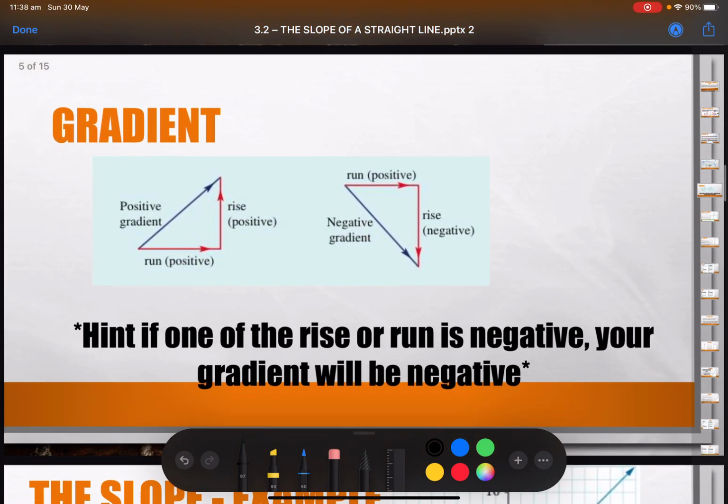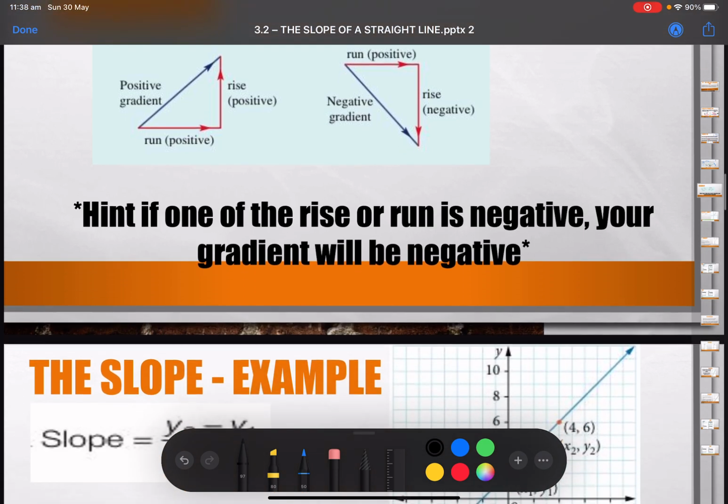All right, so again, just to show you in a diagram that is not mine, that gradient is rise over run. So if my rise and run are both positive values, then it's going to be a positive gradient. Whereas if my run and rise, one of them is negative, my gradient will also be negative.